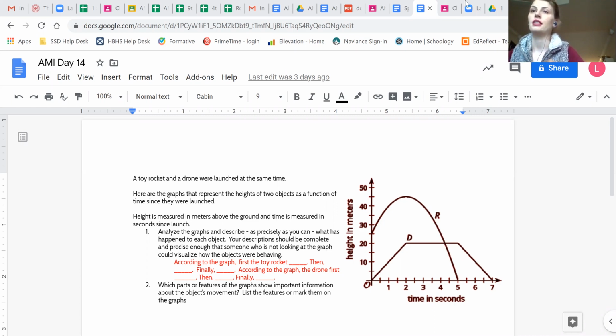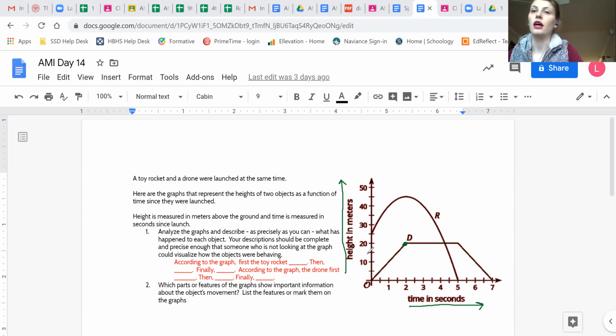So if we look at this, we've got time in seconds across the bottom of the graph. And then on the side of the graph, we have the height in meters. So just for an example, this graph at 2 seconds was 20 meters up in the air. Time in seconds, height in meters, all right? So it says height is measured in meters above the ground and time is measured in seconds since the launch.